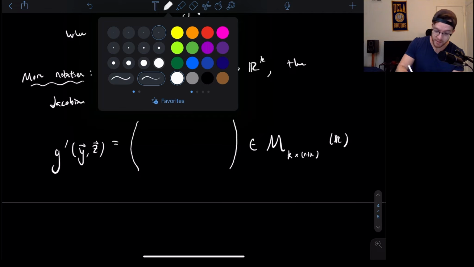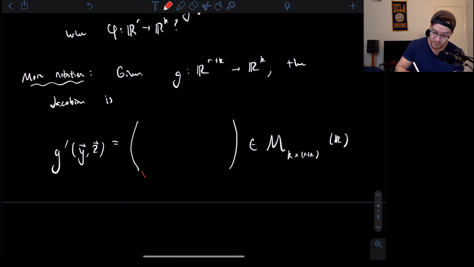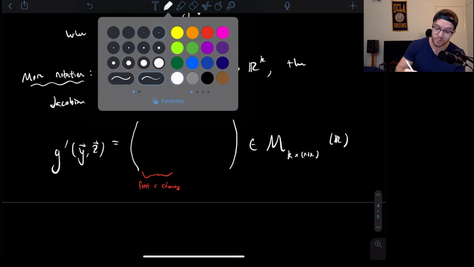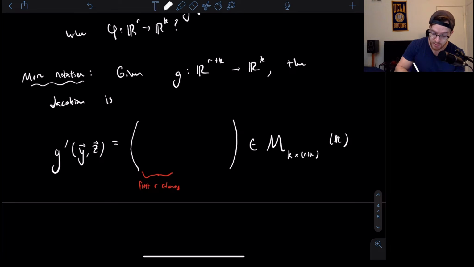So if I do that, if I only look at the first r columns, what am I doing? Well, I'm taking all of the derivatives of g only with respect to the y variables. So this restriction of the Jacobian, I'm going to define it to be this notation.